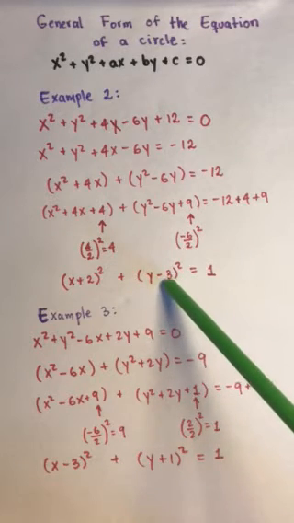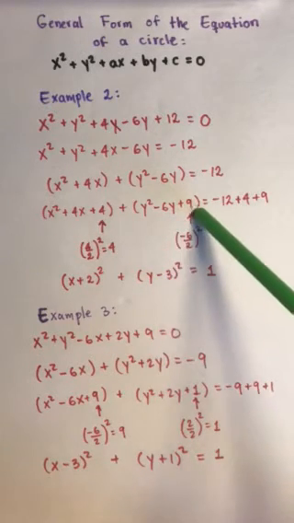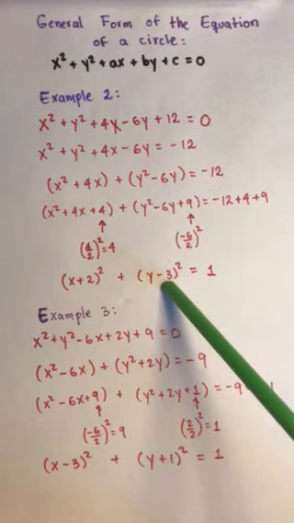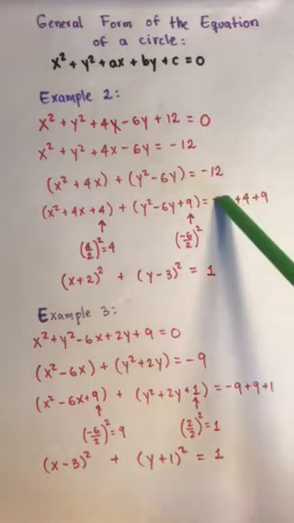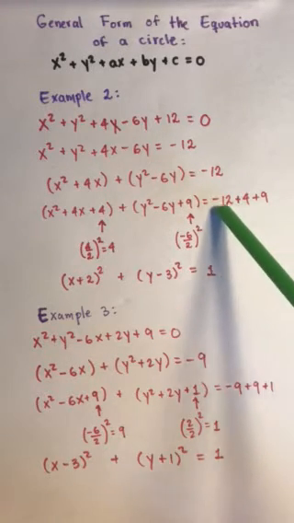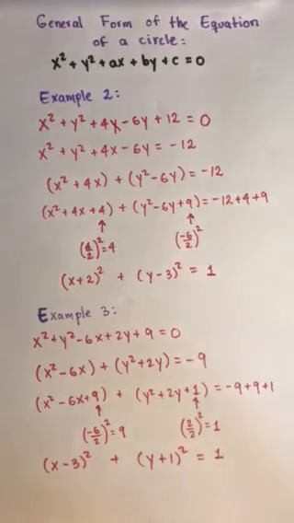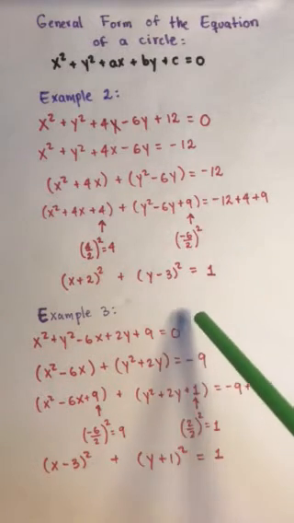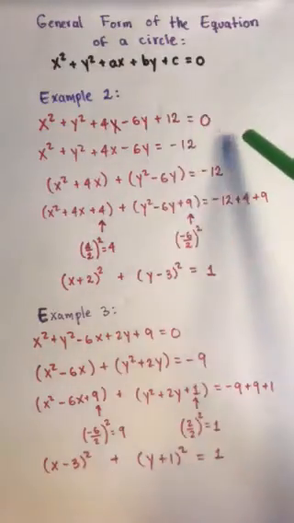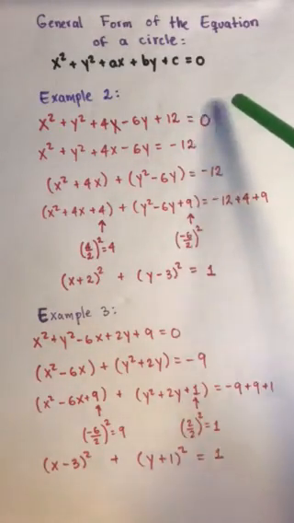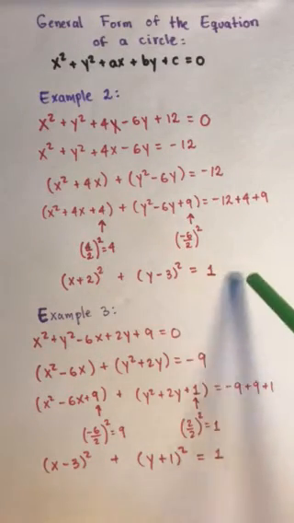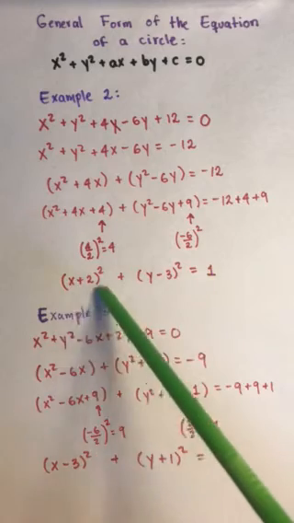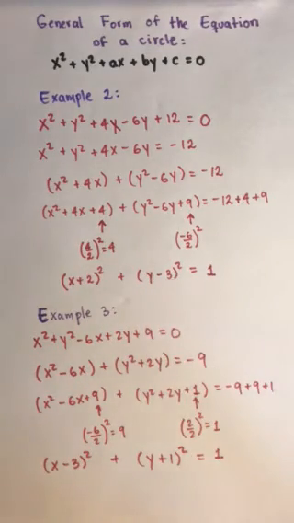And look, it works. If you take negative 3 times negative 3, you get the 9. And here you get 13 minus 12 equals 1. So wonderful, now we got the standard form. With the general equation, it was hard to know the radius or the center. But now that we have it in this form, we know the radius is 1 and the center is at negative 2, positive 3.